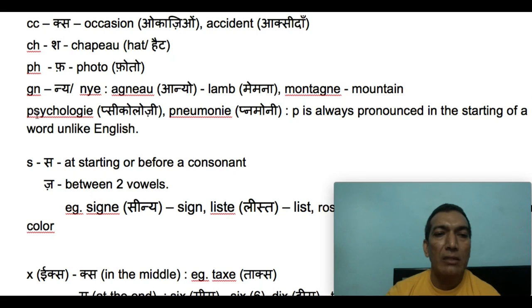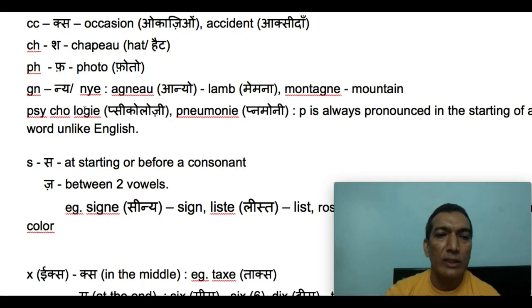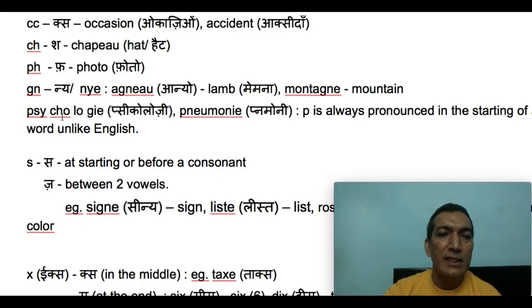Pay, which is followed by son, when it is silent in English, but in French it is always pronounced. P is always pronounced at the start of a word, unlike English. So this is pronounced as, I will break it also to make it clear, psi, ko.